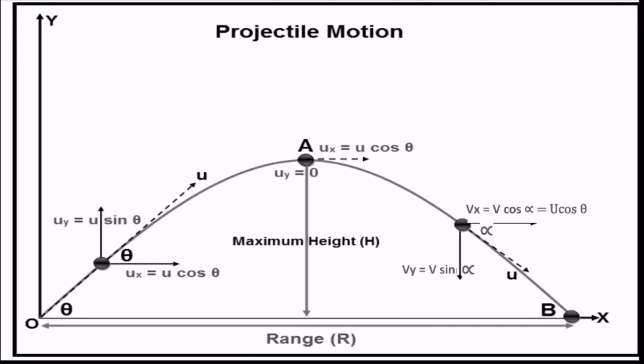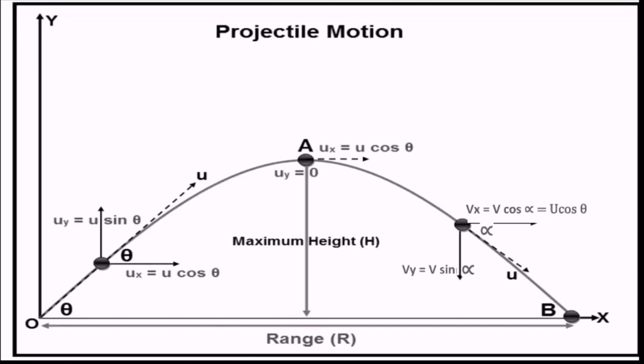Any particle when projected in air at an angle apart from vertical follows a path. That path is known as a projectile motion. Let us consider a particle thrown at an angle theta with a velocity u as shown in the diagram. This particle will follow the path OAB and will land on the ground at point B. This path from O to B is known as a projectile motion.